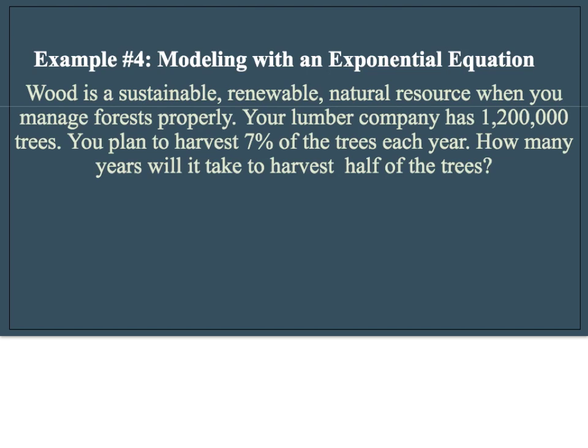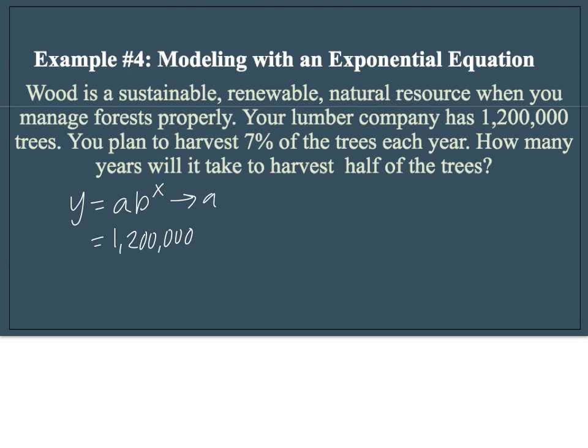Alright, so in order to figure this out, we're going to go back to using our exponential equation. So that's going to be y equals a times b to the x power. Okay, so let's start. A, remember, is your y-intercept or your initial amount, and we're talking about trees as the output. So the initial amount is 1.2 million.